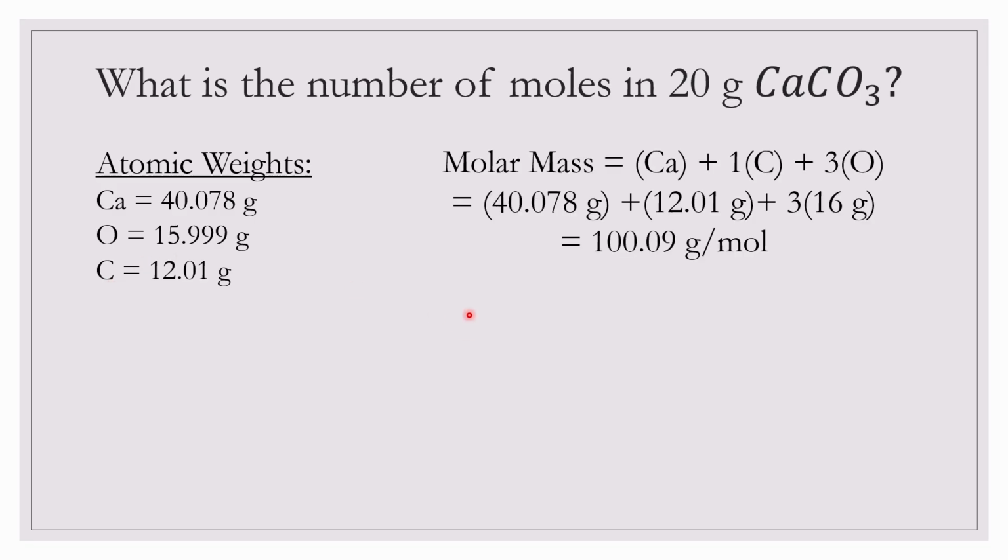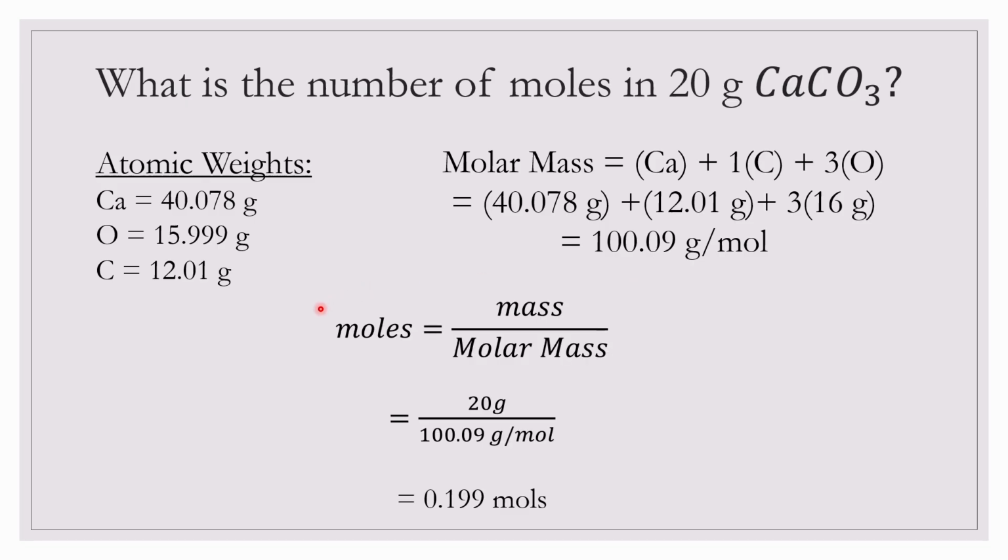Next, we will calculate the molar mass. Calcium carbonate has 1 calcium and then 1 carbon and then 3 oxygens. So we will multiply the atomic weights by the number of each atom. So we have 40 plus 12.01 and then 3 times oxygen, which is 16. And then if we add these together, we get 100.09 grams per mole.